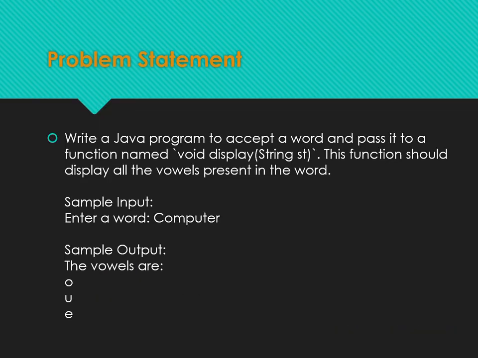In this program, the task is to accept a word from the user and pass it to a function named display, which takes a string as its parameter. Inside this function, we need to identify and display all the vowels present in the word. For example, if the user enters the word computer, the output should display the vowels O, U, and E. This exercise helps reinforce our understanding of string traversal and character-based decision-making in Java.